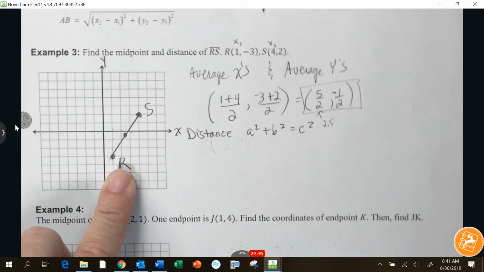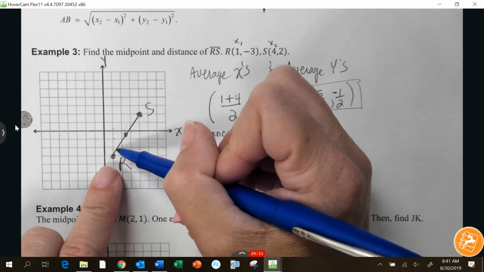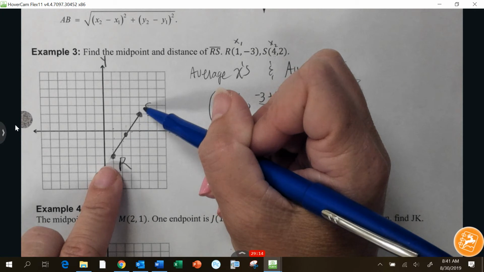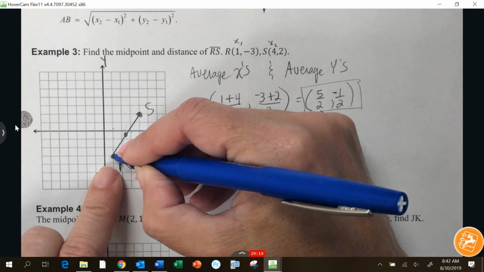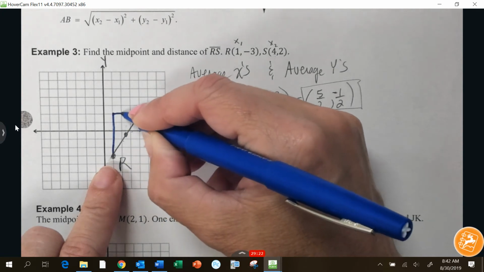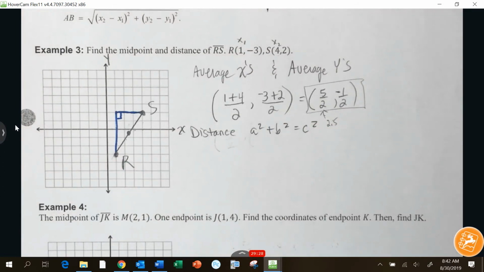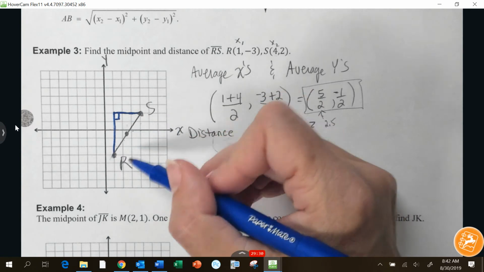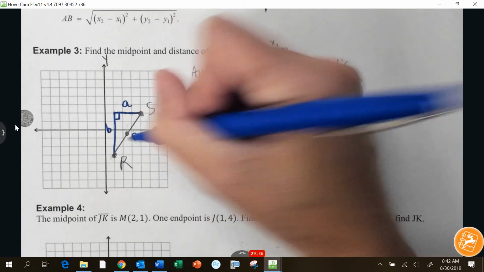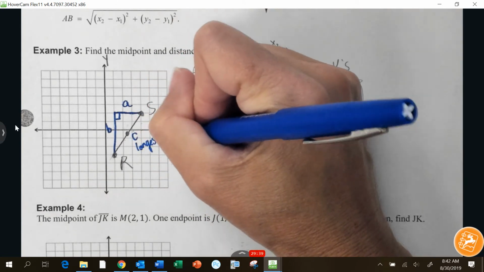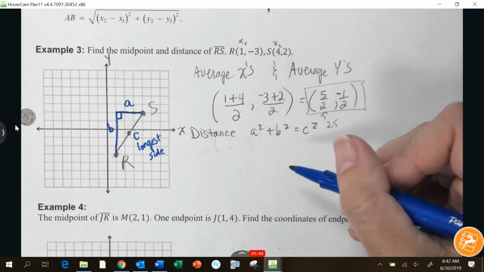Look at our picture. If I were to measure from R to S, I cannot take R to S and count the blocks because they're not evenly spaced that way. You can only count them when they're horizontal or vertical. So I would have to count this way and count this way, making a right triangle. Do you see my right triangle? This would be A, this would be B, and then C is always the longest side. So I would do a squared plus b squared equals c squared.